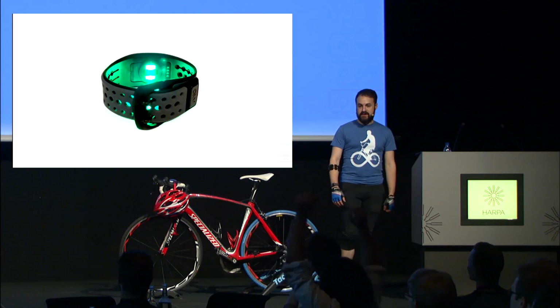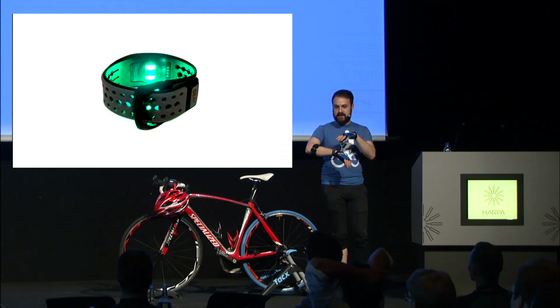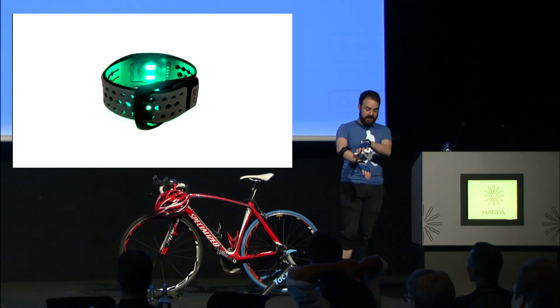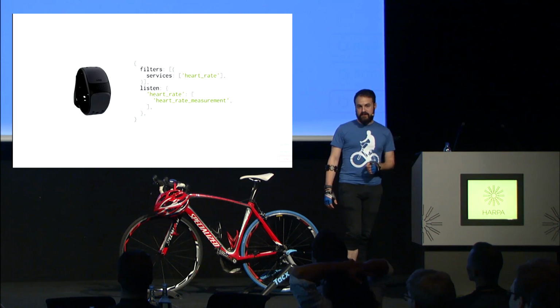The way it works is it shines a green light into your wrist, and it detects the minute changes in color from blood pumping into and out of your skin, out of your veins, underneath your skin. This device is similar to the Myo.